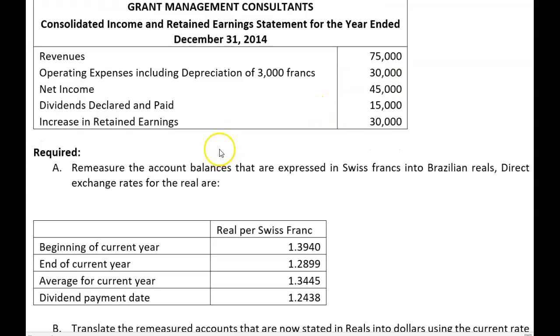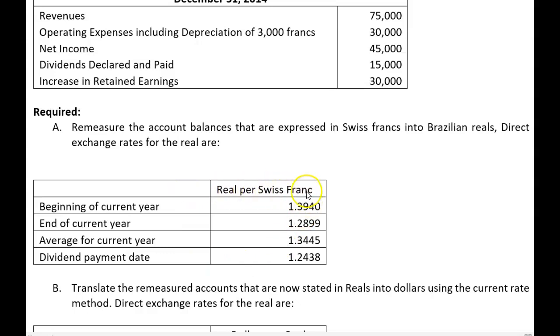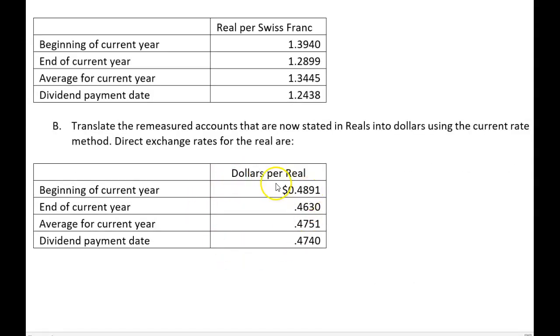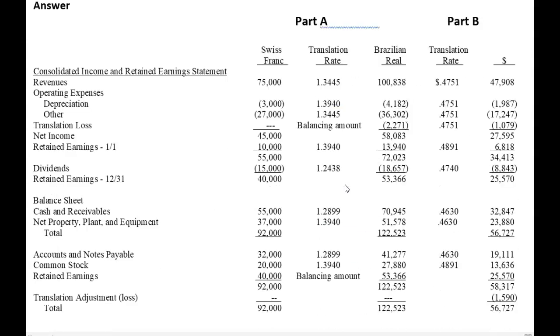So here are our real per Swiss franc numbers, okay? Beginning of the year, end of the year, average, and then as of the dividend payment date. So first we're going to remeasure the account balances, and then we're going to take those remeasured amounts and translate them using the real, dollars per real, and get it into the US dollars so we can include it in our consolidated financial statements that are stated in US dollars. Okay, this chart down here does both.